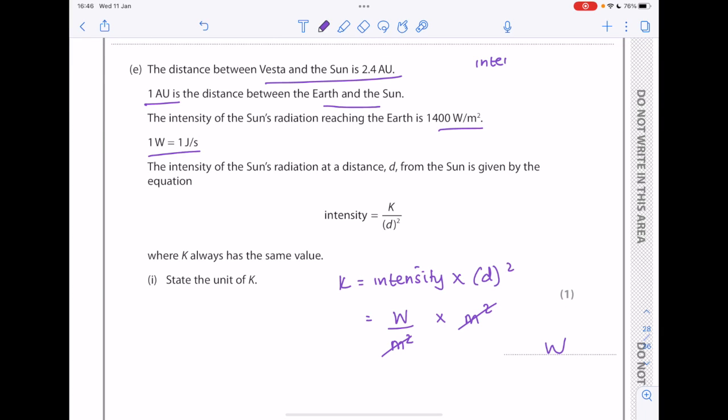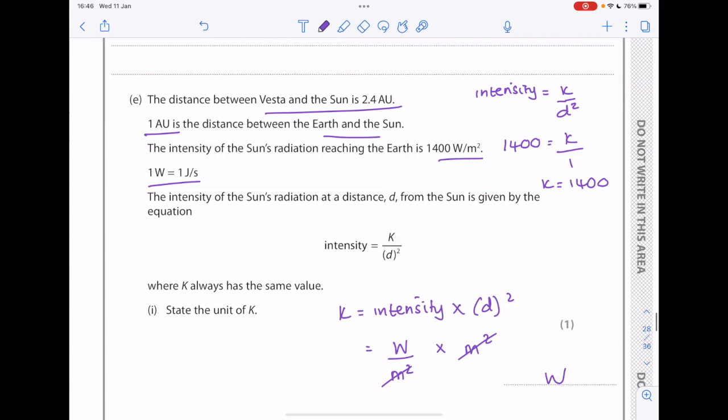Because first of all, they've told us that the value of k is always the same. Let's work it out first of all. Because if we know the intensity of the Sun's radiation reaching the Earth is 1,400, we can put that there. We're looking for k. The distance we've been told is 1 AU. So 1 squared is 1, so k equals 1,400.